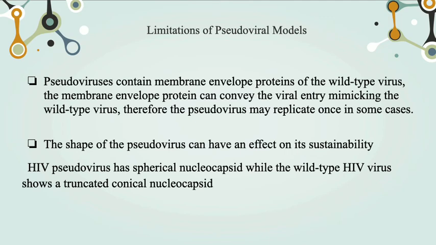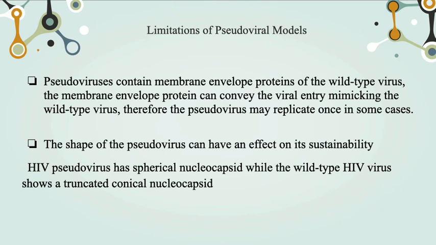Limitations of pseudoviral models. Pseudoviruses contain membrane envelope proteins of the wild-type virus. The membrane envelope protein can convey the viral entry, mimicking the wild-type virus. Therefore, the pseudovirus may replicate once in some cases.